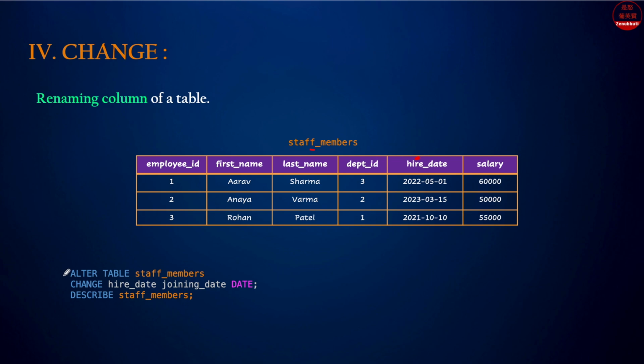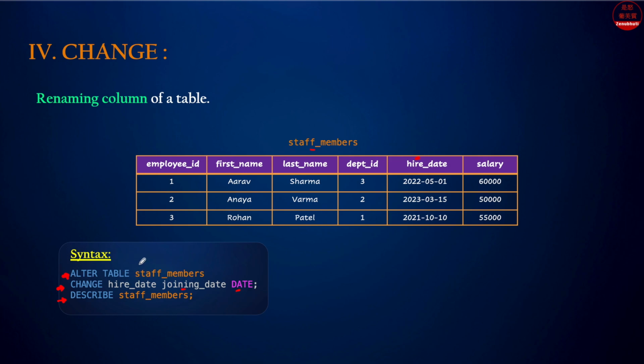Again you will write your ALTER TABLE staff_members statement, since you are modifying your table, and then you are changing the column name. CHANGE, what's your column name? hire_date, right? Now you want to change it to joining_date. This is your new name, and the data type will be DATE. And this statement is optional if you want to see the updates.